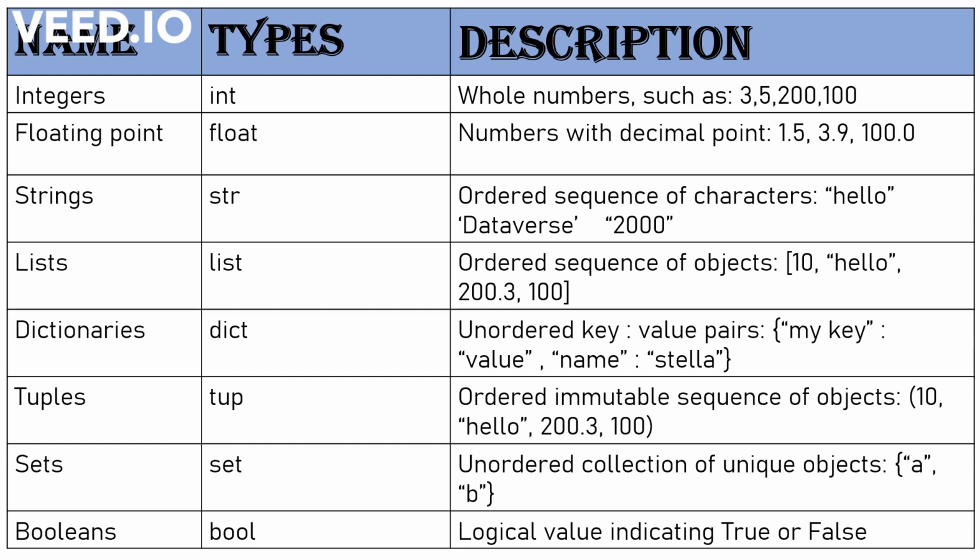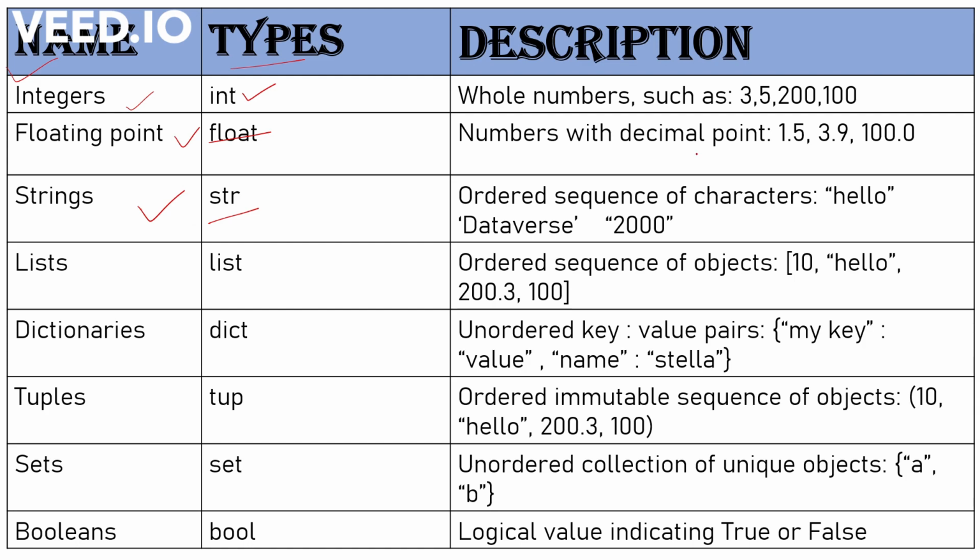We have the name of the data types in the left hand column and then there is the type. What that means is Python has an internal keyword for this name, and you are not going to get the whole word integer or the whole word floating point. Instead, Python has a kind of shortened keyword, so you can see in the second column int for integers, float for floating point, str for strings, etc.